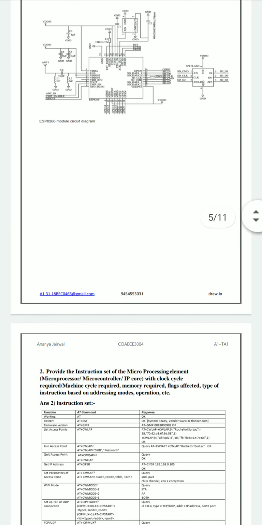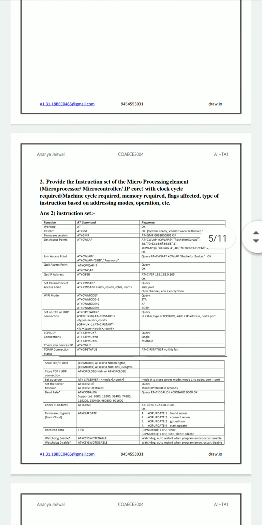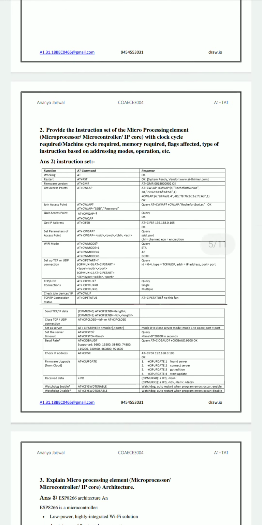Moving on, question number 2 states to provide the instruction set of the microprocessing element with clock cycle required, machine cycle required, memory required, flags affected, type of instruction based on addressing modes, operation, etc. And the following table has been prepared for the same, keeping in mind all the above asked instructions. As we see, the table has been divided into 3 columns. The first column being the function, the second column being the AT command, and the third column being the response.